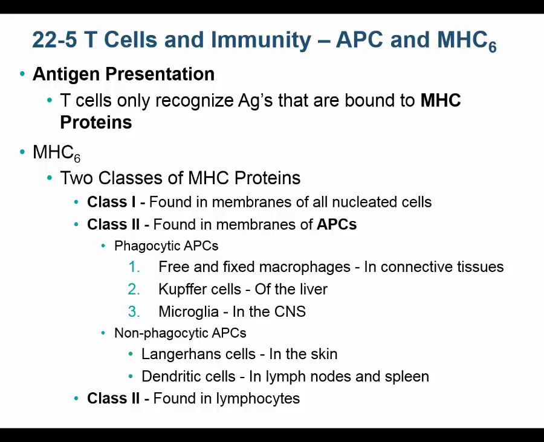MHC stands for Major Histocompatibility Complex, and there are classes of MHCs. MHC class 1 is found in every nucleated cell in your body. MHC class 2 is only found on antigen-presenting cells and some lymphocytes, like T helpers. Now remember, do antigen-presenting cells and T helpers have class 1? Yes, every nucleated cell in your body has it. But they also have class 2, which other cells may not have.